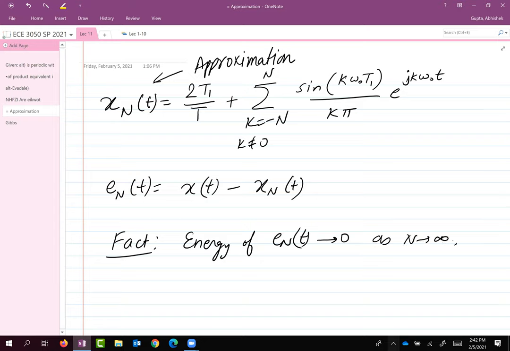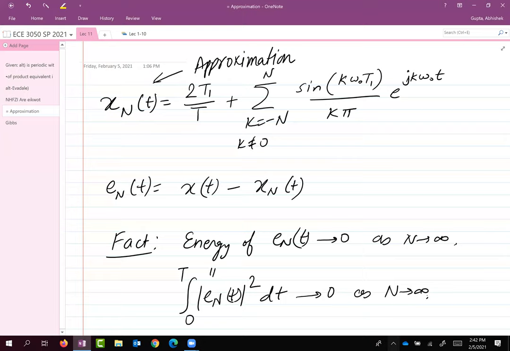So as you get a better and better approximation, you start increasing the value of N, the energy of the error, which is basically defined as the integral of e_N(t) squared dt from 0 to capital T. This energy actually goes to 0 as capital N goes to infinity. So you're getting a better and better approximation of the original signal x(t).